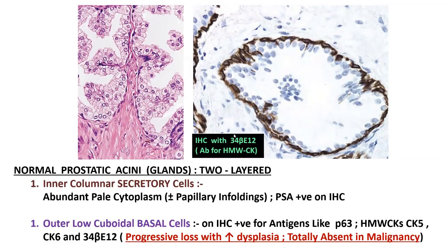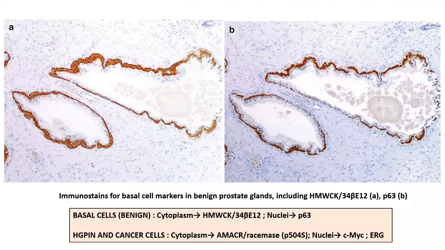As I have already said, the prostatic acini are composed of an inner layer of columnar secretory cells, which express PSA, and an outer layer of low cuboidal basal cells, which express high molecular weight keratins, as well as P63. So the loss of expression of P63 and high molecular weight keratins is seen with prostatic intraepithelial neoplasias, and going into the stage of malignancy, there is an absolute loss of these cuboidal basal cell markers that we have talked about.